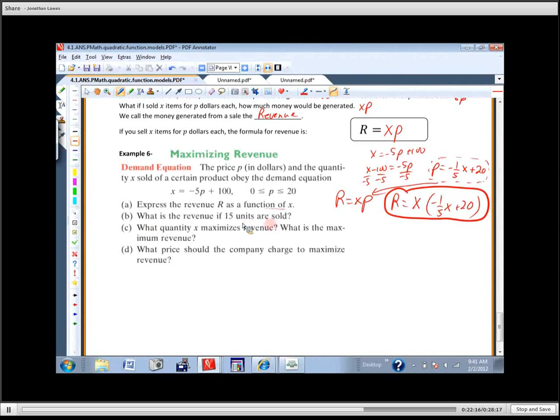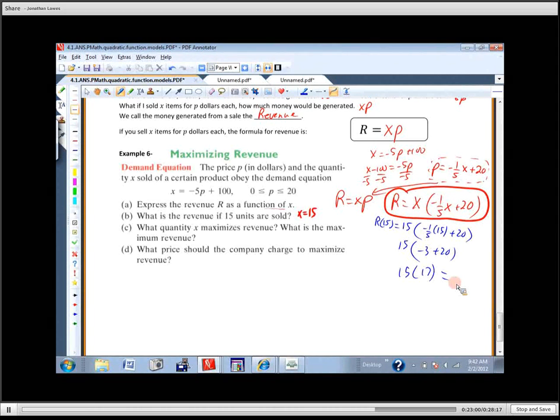What is the revenue if 15 units are sold? That's how many is sold. That means X is 15. So what is it asking you to do? Yeah, plug in a 15. So R of 15 would be, we're going to sell 15, and here's the price. So this is going to be 15 times, let's see, negative 1/5 times 15. The 5 would cancel the 15. That would be a negative 3 plus 20. So this is going to be 15 times 17. And 15 times 17 is?